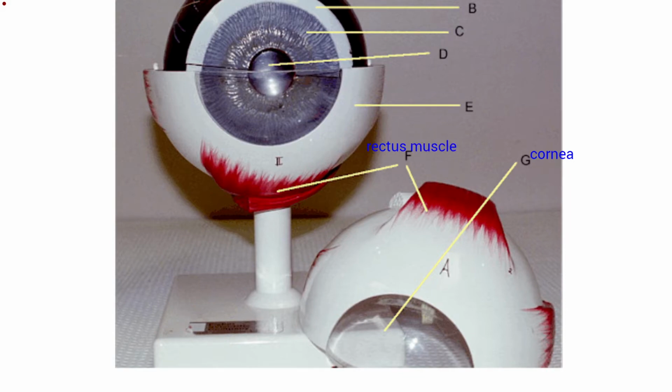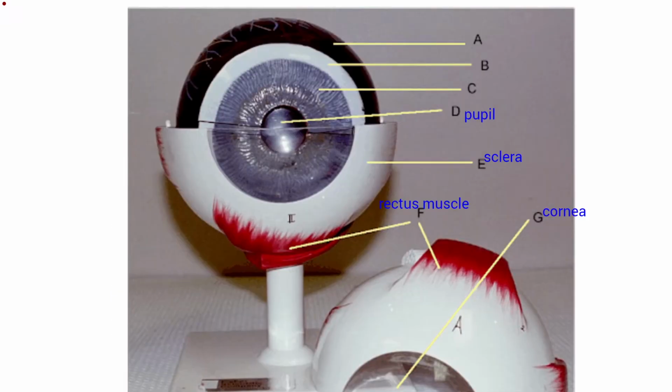E is the outer layer. The white of the eye is the sclera. The opening here in the center through which light passes is called the pupil. Colored part of your eye, and the pupil is in the center of it. That colored part of your eye is the iris.